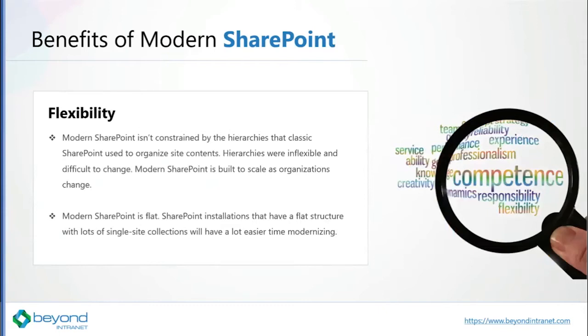Another key aspect of modern SharePoint is its flexibility. Modern SharePoint has changed its structure, and it's not tied to the hierarchies that classic SharePoint used. If you're familiar with classic SharePoint, those hierarchies were very difficult to change. So as companies changed over time, it made it very difficult to change the structure to match the organizational structure. Modern SharePoint is a flat structure, and that allows for changes and modifications over time, as well as other benefits that we'll see that come from the hub structure.